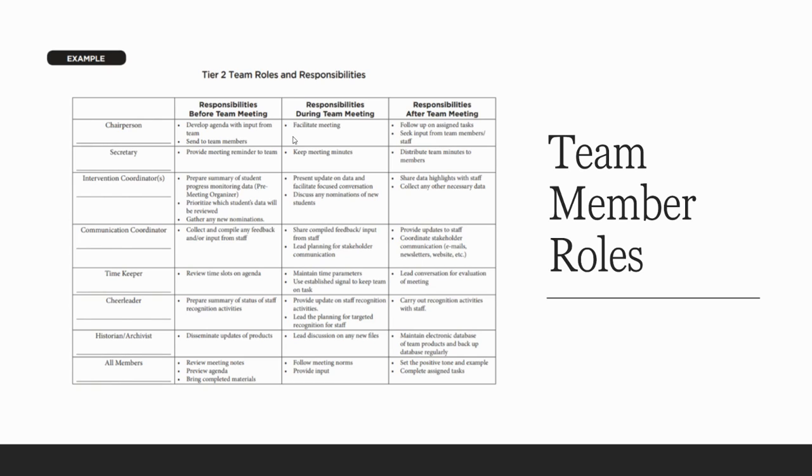We can have a communication coordinator, an implementation or intervention coordinator, a timekeeper, a cheerleader. Everyone has a role, and everyone has a role of what they're going to be doing before, during, and after the meeting. Assigning roles is going to help that team be more productive, be more efficient, and accomplish the goals in that action plan.